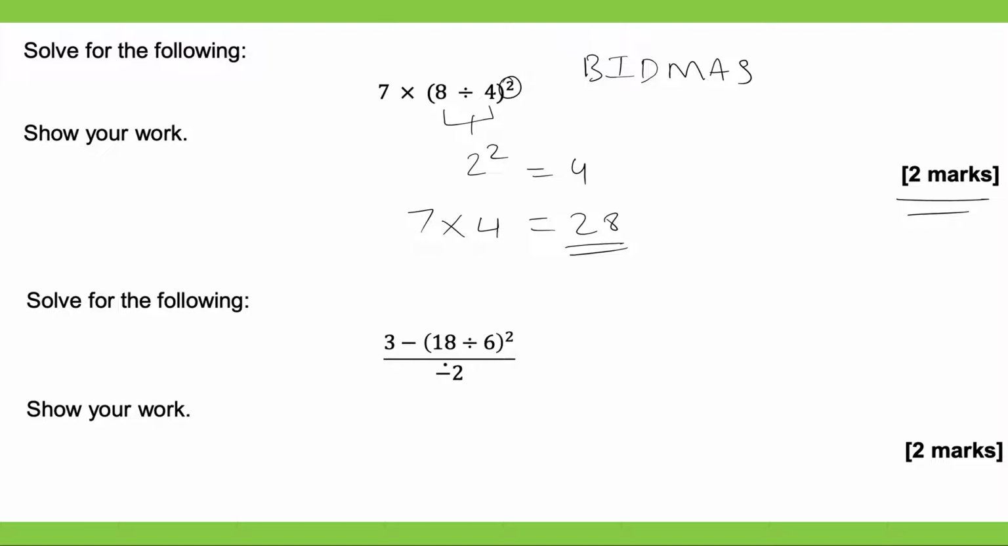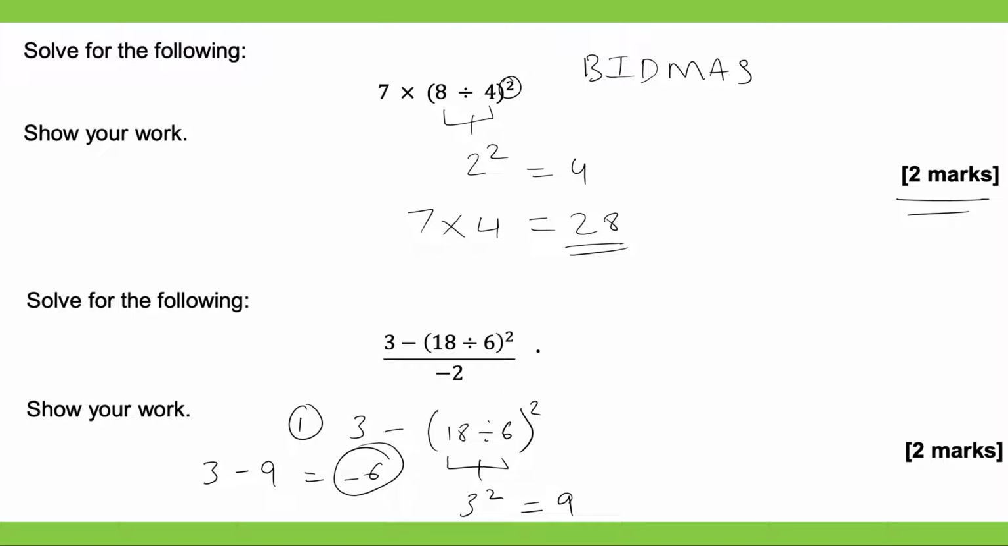Now we have to solve this equation. So let's work from top to bottom. So our first step would be to do the top, which is 3 minus 18 divided by 6 to squared. So let's work this out first. Brackets first. 3 squared equals 9, and then we would have 3 subtract 9, which would give us minus 6. So at the top we have an answer of minus 6, and at the bottom we just have minus 2.